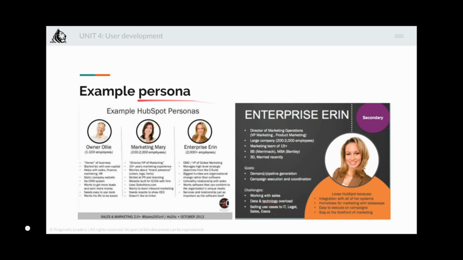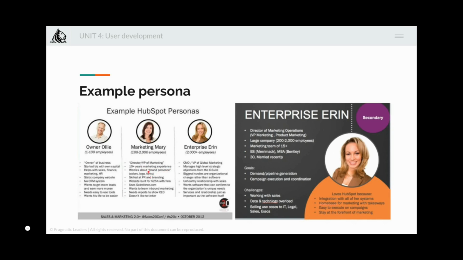Example persona, for example, here is a HubSpot persona. HubSpot is an inbound marketing tool. Do check it out. It's a pretty fantastic product. So HubSpot being an enterprise product, they can have an owner, Ollie, which is a smallish company with 100 odd employees. He's the owner of business. He started business with own capital, helps with sales, finance, marketing, HR, and so on, so on. Right? There's another one where there's a female marketing Mary who works in a company which is pretty large, 100 to 2,000 employees. She's the director VP of marketing, 10 plus years marketing experience.